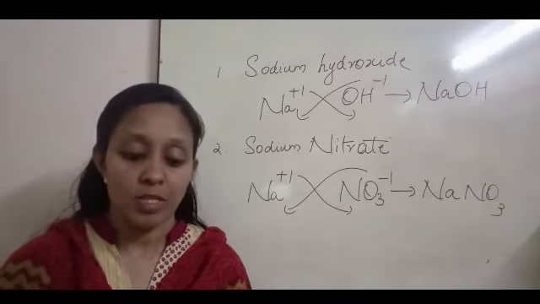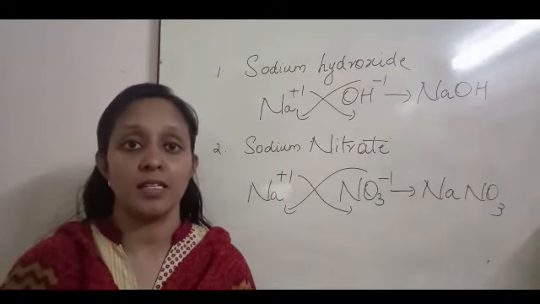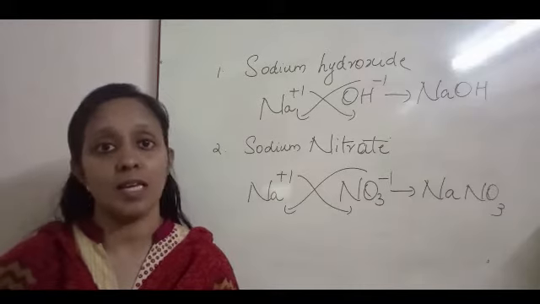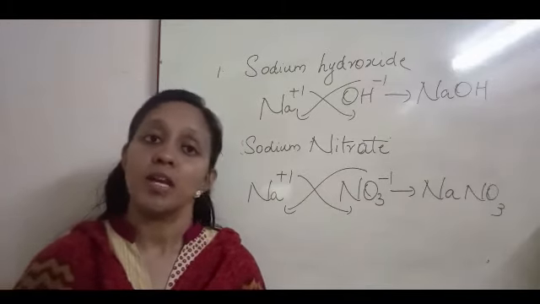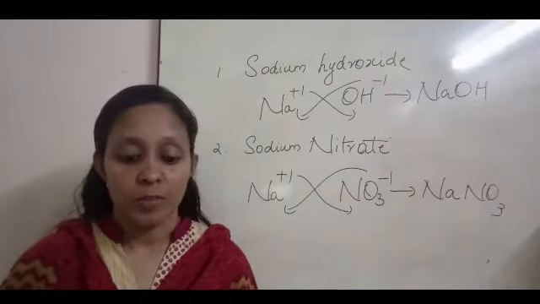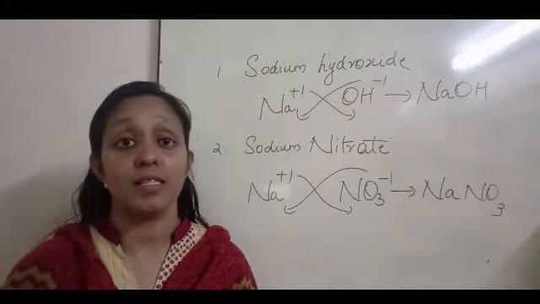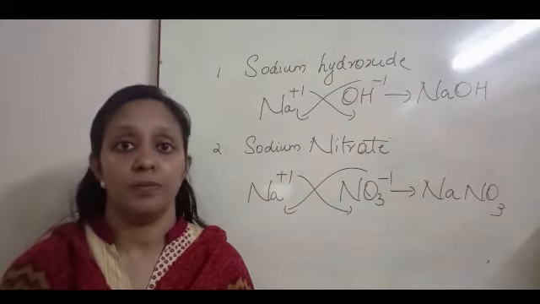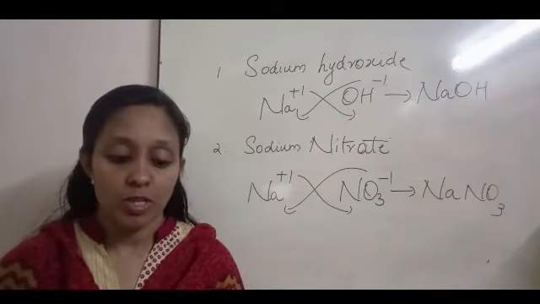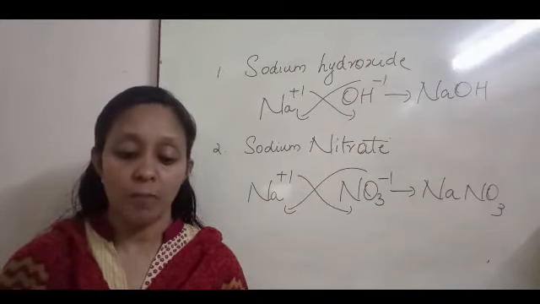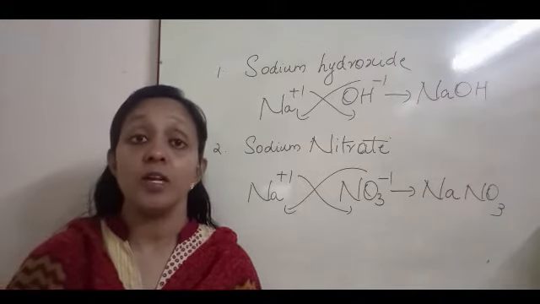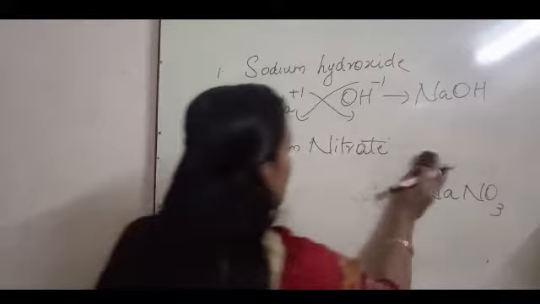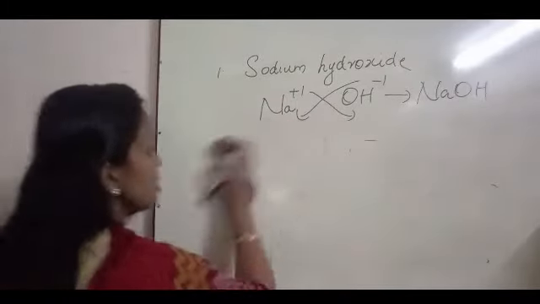Now moving on to question number 11. What is variable valency? Certain elements show more than one valency. That is what you call variable valency. Give 2 examples of elements showing variable valency. We have already learned they are iron and copper. Okay, moving on to question number 12. Give the group number of the following elements present in the periodic table.